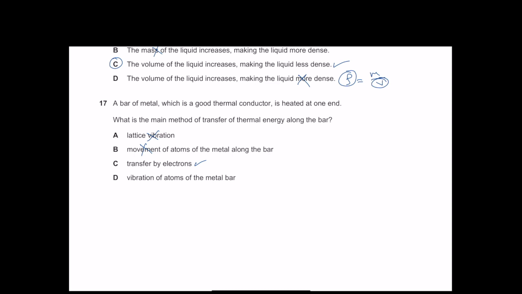Vibration of atoms of the metal bar, not atoms. Maybe vibration of molecules, but actually it doesn't work here. So I will now choose all of them except C. So the right answer here could be C. Due to the free electrons, they will carry the energy from molecule to the next, to the next, to the next, until it reaches the other end.